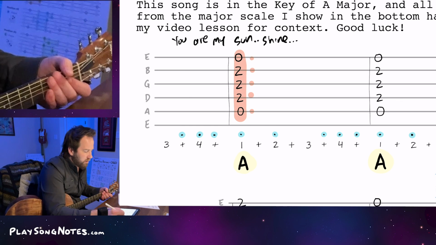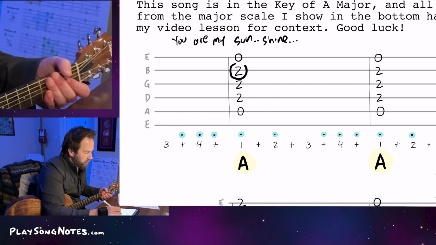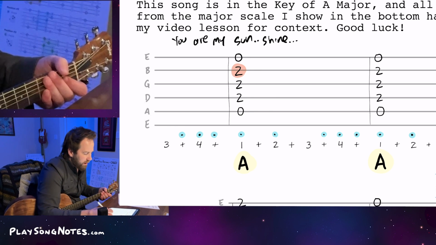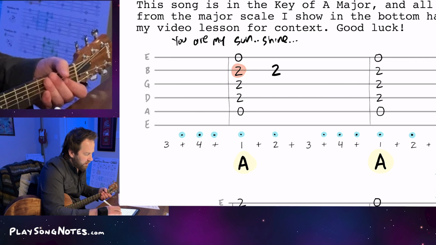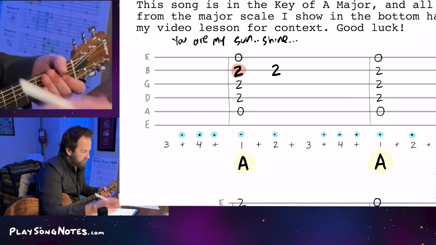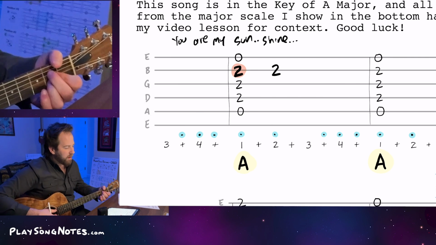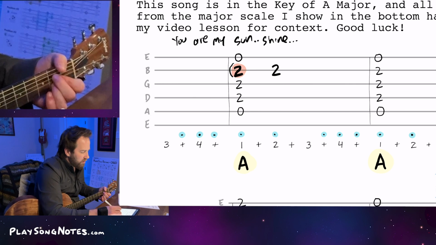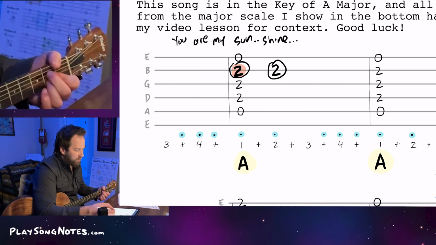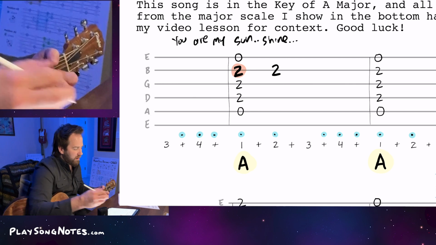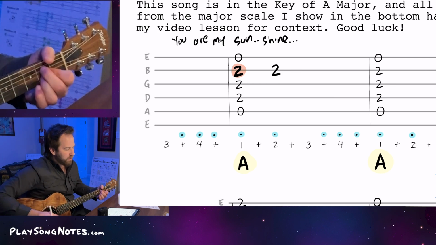So what I'm going to do is delete these things. Actually, I'm going to highlight this one, and I'm going to write this other 2 right here. What I'm declaring as my first guess for you are my sun is that this note is the melody note. It's the 2nd fret on the 2nd string. This is a C sharp.